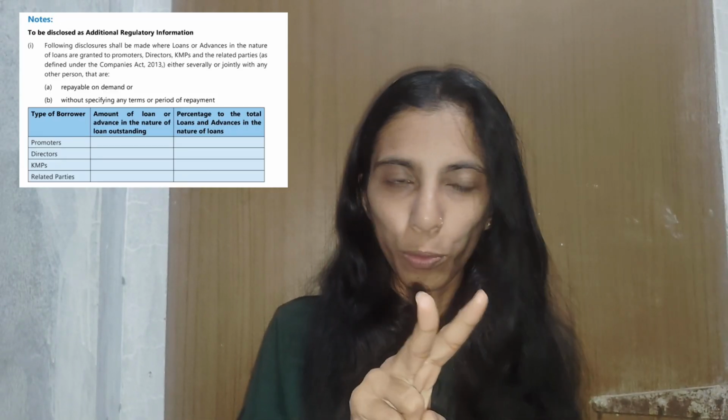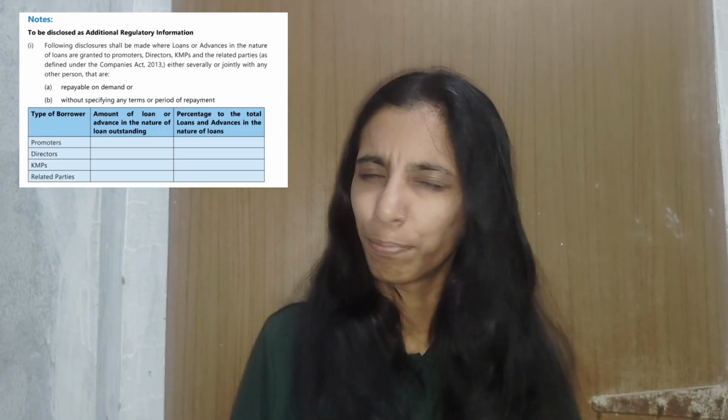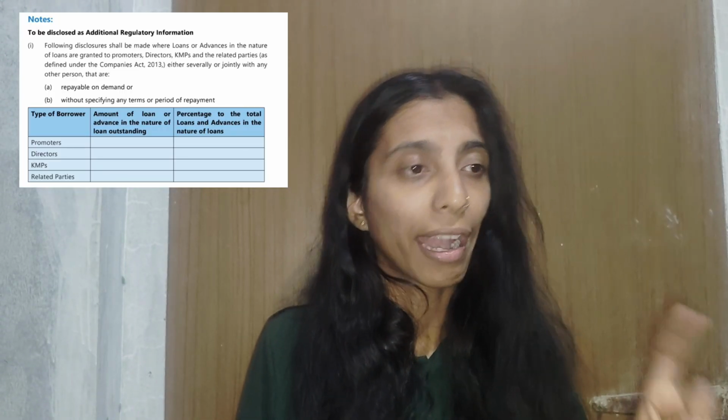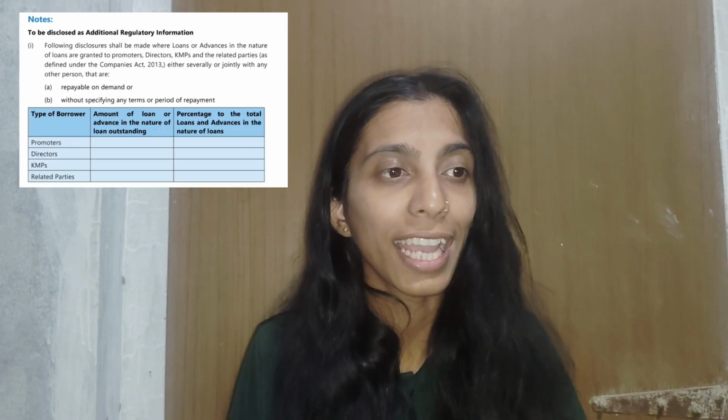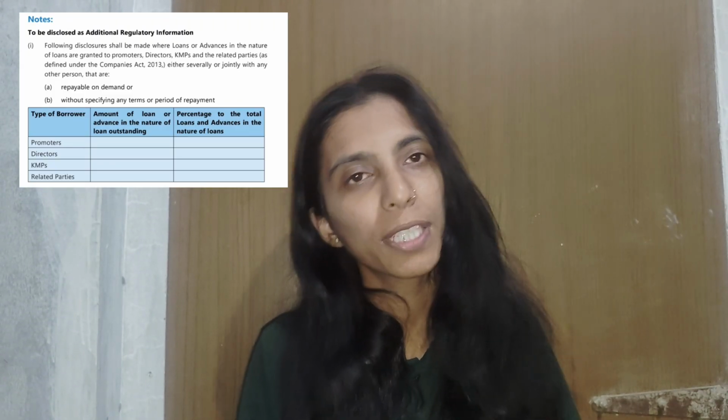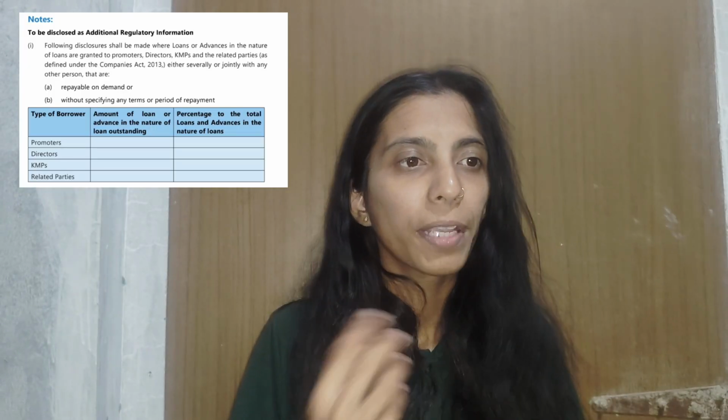Okay, so before preparing the table, you need to write 2 points, which is A, repayable on demand. Learn the point by heart. Okay, and also B is without specifying any terms or period of repayment.